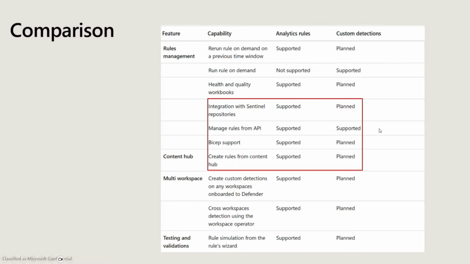So the first 3 rows here in the red rectangle are about managing detections as code and CI/CD. I want to highlight, first of all, that custom detections already have an API. It's currently in beta and will be GA'd pretty soon. And about integration with Sentinel repositories and Bicep support, all is planned and will be supported. And the last row is about creating rules from the Content Hub. Again, we know this is very important. We know that customers use the Content Hub a lot and that you love it. And we are, of course, planning to support it with custom detections.